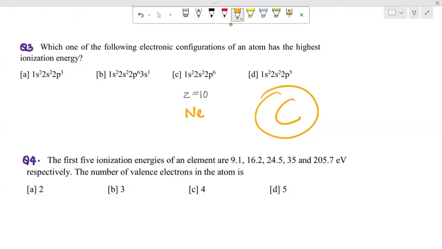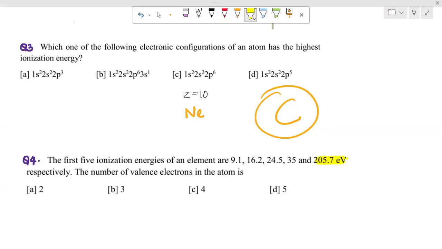Question number 4, a very good question. The first 5 ionization energies of an element are 9.1, 16.2, 24.5, 35, and 205.7. The number of valence electrons.